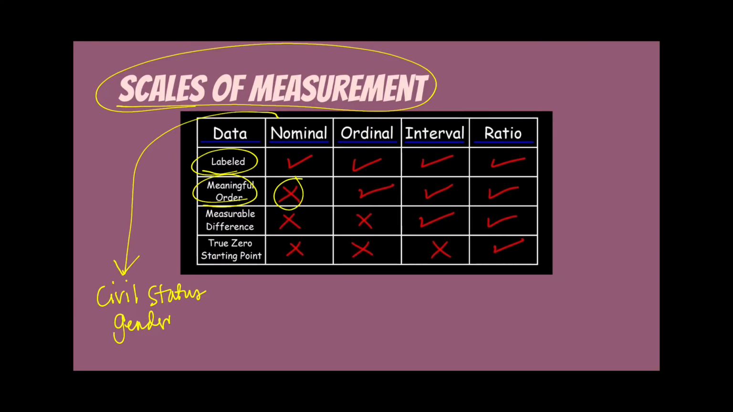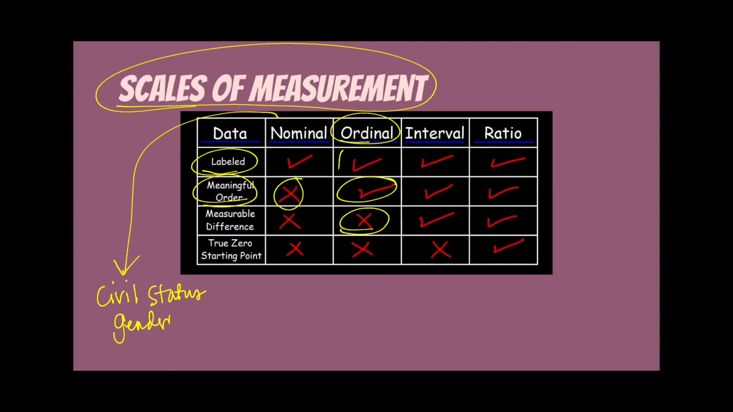So next we have ordinal scales. What are ordinal scales? Ordinal scales are variables that have a meaningful order, as you see in this chart, but they don't have a measurable difference between the values. In short, ordinal variables are also categorical variables. So there is no measurable distance between the two values.